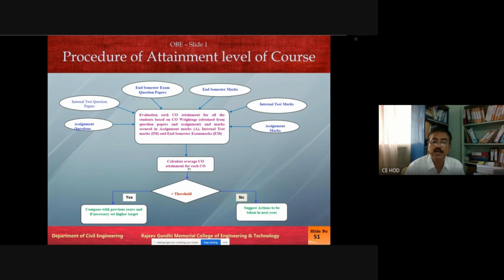So attainment of each CO has been calculated, and there is a threshold. So we can compare with the threshold. If the threshold is crossed, then compare with the previous years, and if necessary, set a higher target. If no, suggest the actions for improvement of the CO for the next year.